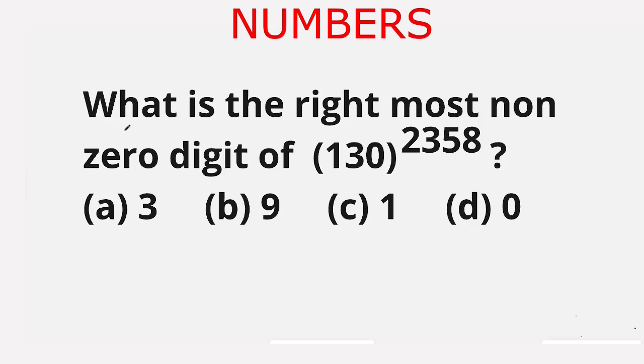Our question is, what is the rightmost non-zero digit of 130 to the power 2358? The given options are option A 3, option B 9, option C 1, option D 0.